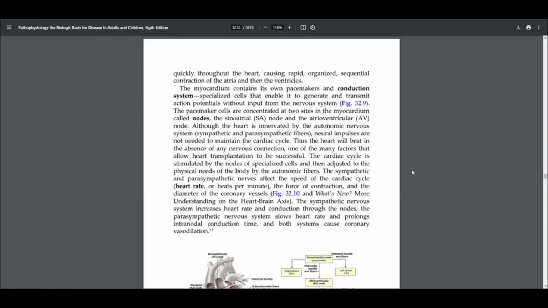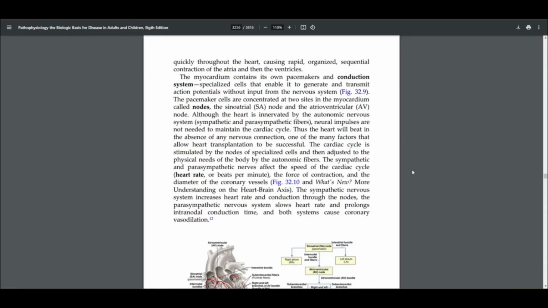The sympathetic nervous system increases heart rate and conduction through the nodes. The parasympathetic nervous system slows heart rate and prolongs intranodal conduction time, and both systems cause coronary vasodilation.